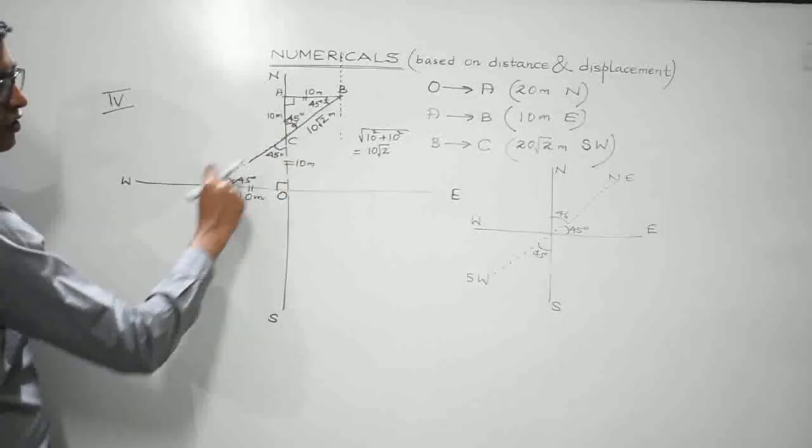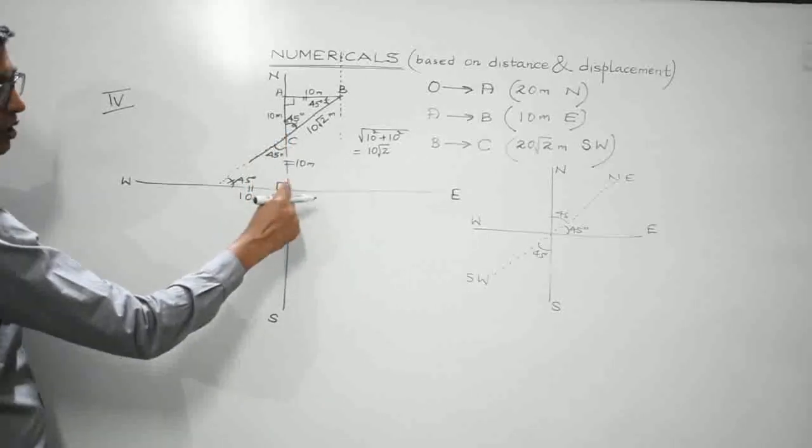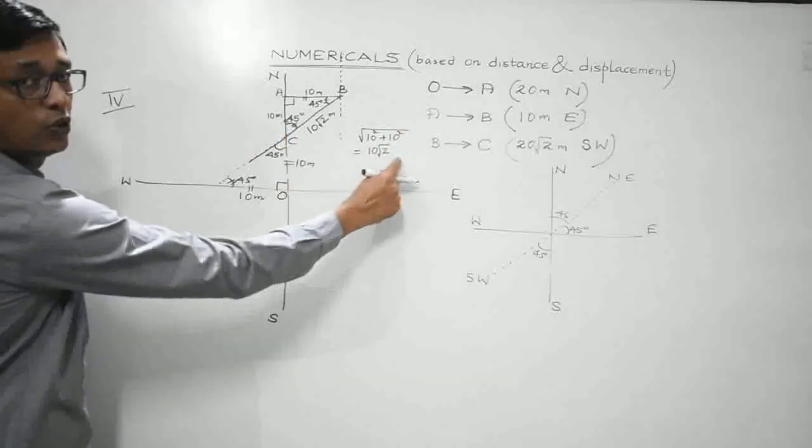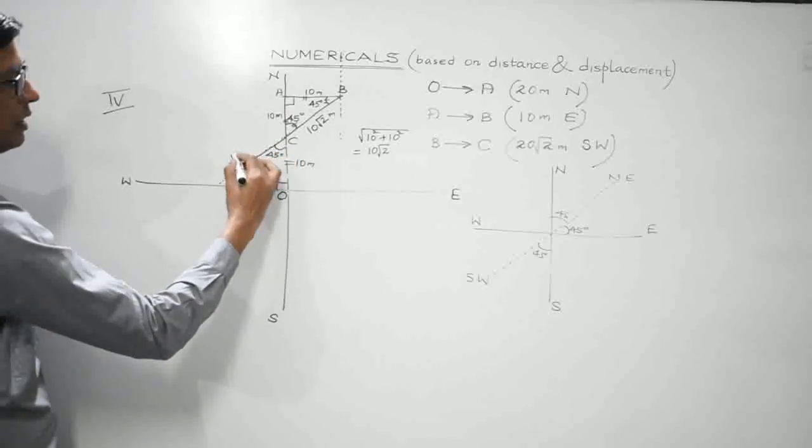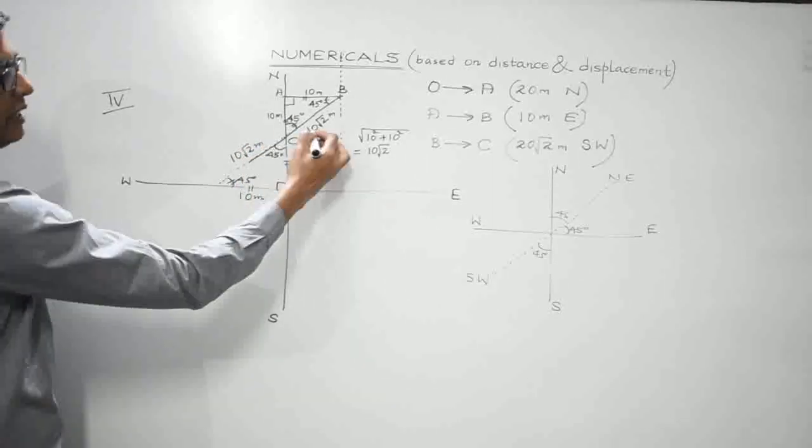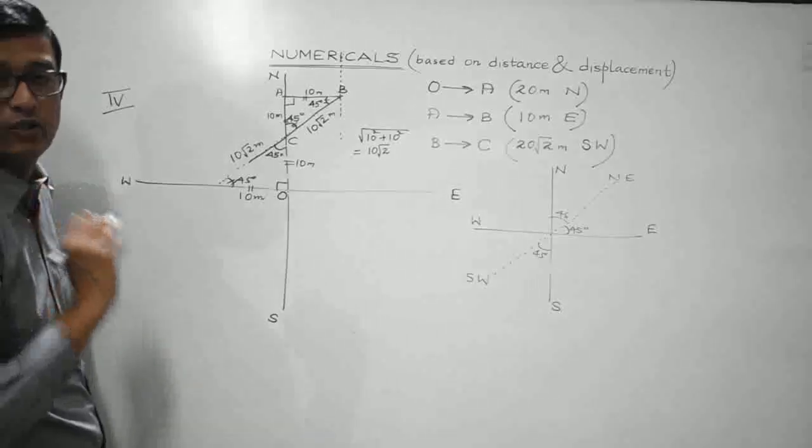So again, this is a right angled triangle. This is 10, this is 10. This is perpendicular, this is base. So the hypotenuse can again be found by using this. So this distance will be 10 root 2 meter. 10 root 2 plus 10 root 2 will be 20 root 2.